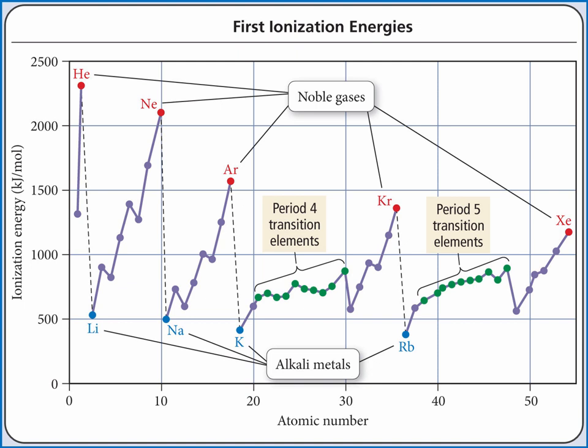From this graph, we can see that first ionization energies for alkali metals are the lowest, meaning it's easiest to remove an electron from an alkali metal. This makes sense since alkali metals tend to give away one electron to have the same electron configuration as a noble gas. We can also see that the first ionization energies for noble gases are the highest, because noble gases are already stable. It requires significant amounts of energy to remove an electron.